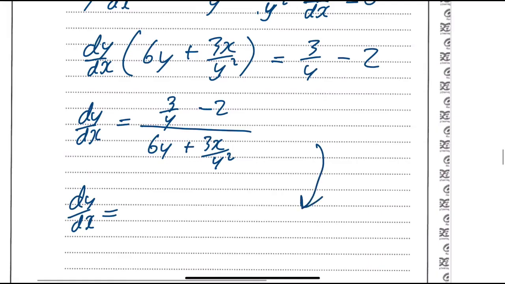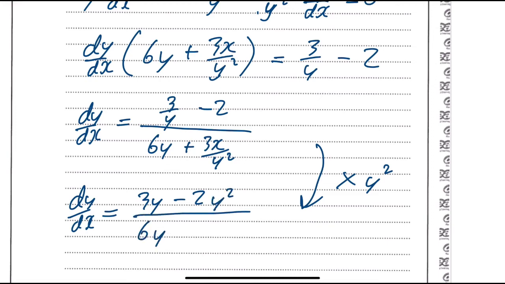So what you could do, and I would do this in the exam, I'd multiply through by y squared. So you have 4 terms, they all get multiplied by y squared. 3 over y multiplied by y squared would just be 3y. Minus 2 multiplied by y squared is minus 2y squared. On the bottom line, 6y multiplied by y squared is 6y cubed. And 3x over y squared multiplied by y squared gives you 3x. And I think you would probably need that. I wouldn't be happy if somebody presented me with this as an answer, if I'm honest. So I would just multiply that out.